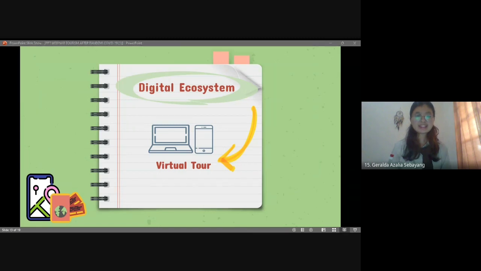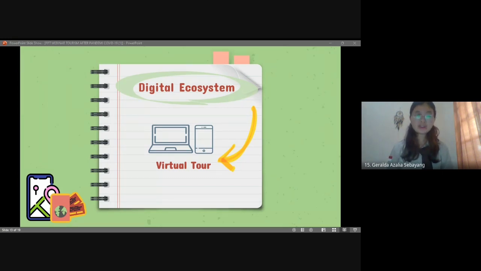And next is digital ecosystem. Digital ecosystem tourism is one of the effective strategies to promote the superior potential of an area through platform technology. Of course, this is an interesting innovation considering that tourism in Indonesia has decreased during the pandemic. Digital ecosystem can be done with a virtual tour.